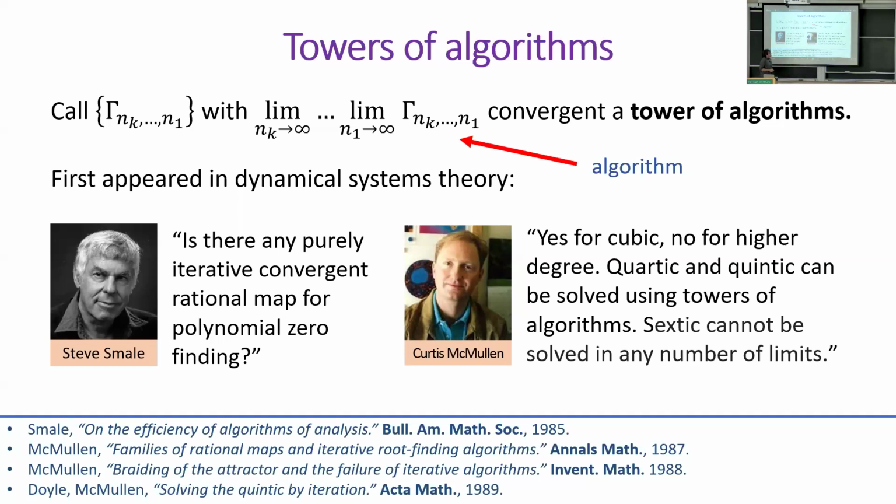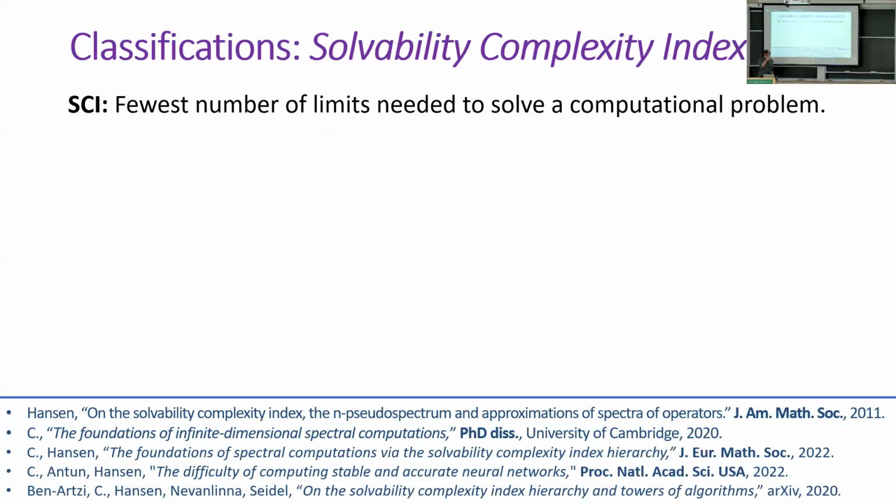But he also showed that in the case of quartic and quintic, you can solve it using towers of algorithms. In this case, rational maps where you take iterations successively to infinity. Okay, so you can't do it in one limit, but you can do it in a finite number of limits. And then he showed that you can't do it for degree 6, even if you allow an unbounded number of limits. Okay, so this idea is very natural in dynamical systems theory. So we can start to talk about the structure of this.